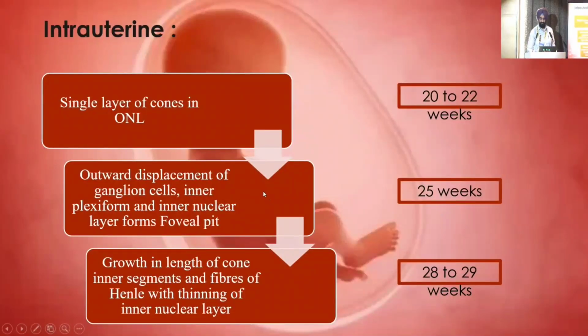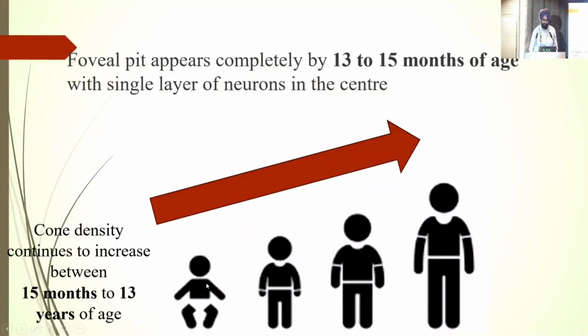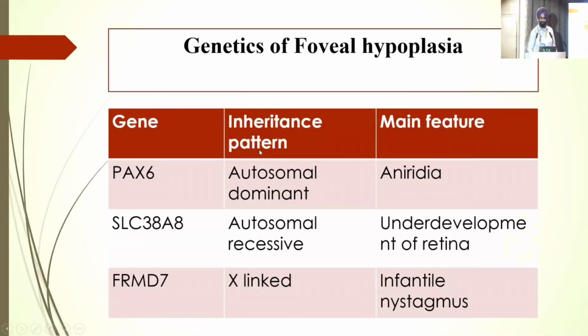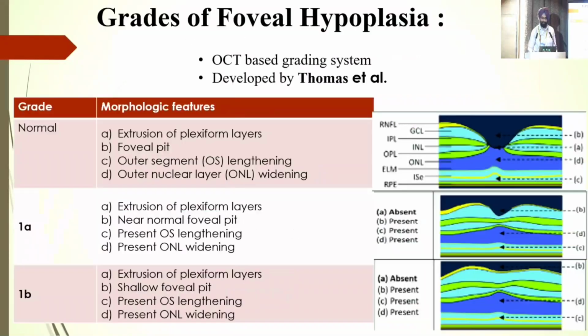By 25 weeks, there's an outward displacement of ganglion cells, inner plexiform and inner nuclear layer, which forms the foveal pit, followed by growth in length of the cone inner segments by 29 weeks. The foveal pit appears completely by 15 months, and the cone density continues to increase till about 13 years of age. So foveal hypoplasia occurs when the foveal pit fails to develop during any one of these 3 stages. It may be associated with poor visual acuity, and also with nystagmus. It can be seen associated with PAX6 anomalies, SLC38A8 anomaly, FRMD7 anomaly.